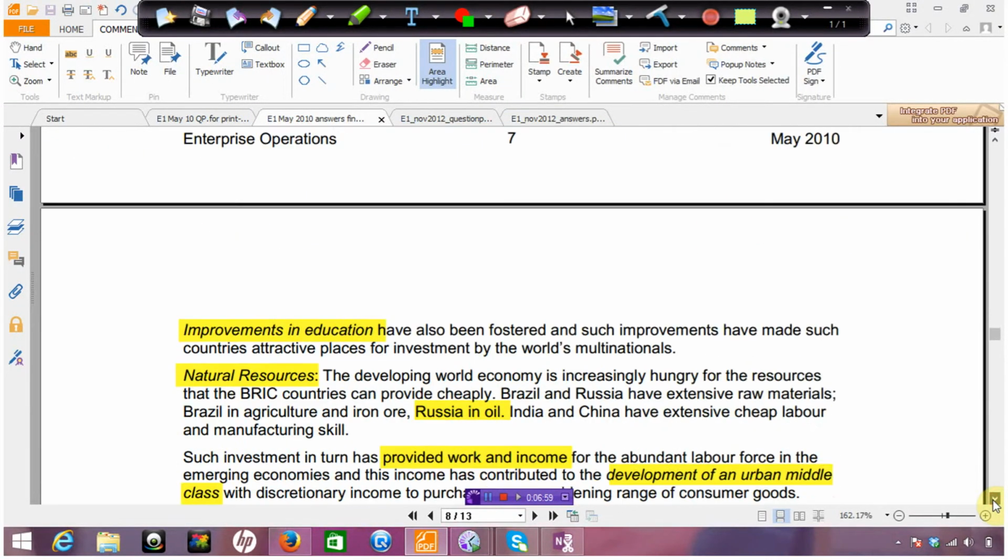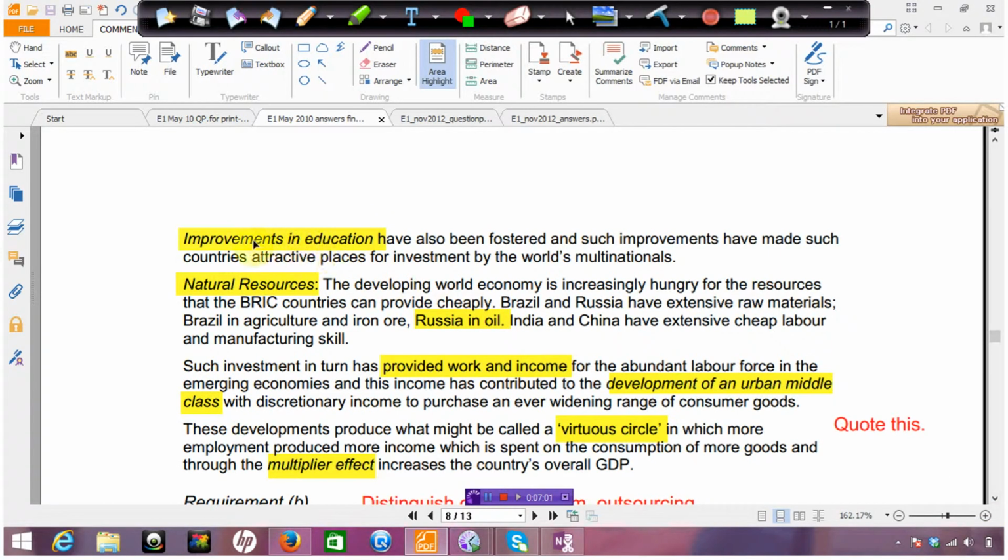Okay. Next point is related to the emergence of a well-educated workforce. That will have made these countries much more attractive to multinationals, particularly countries like India. Some may say that India perhaps has a more educated workforce than some countries in Western Europe.